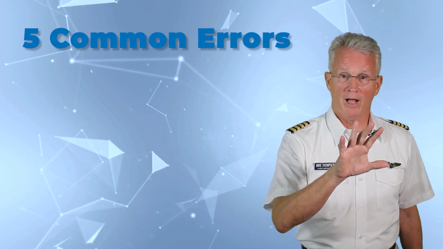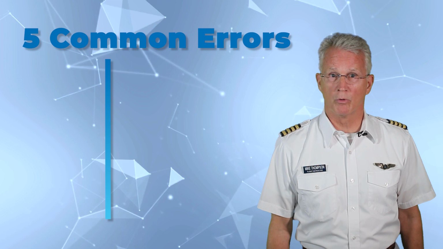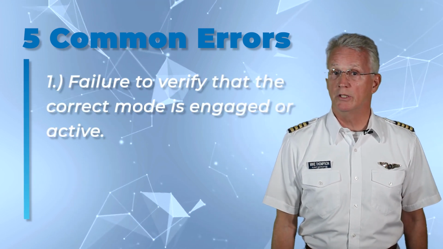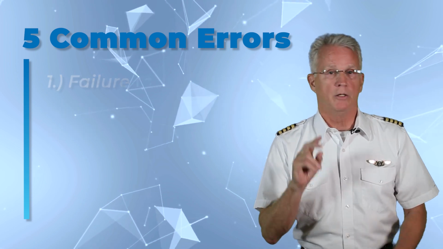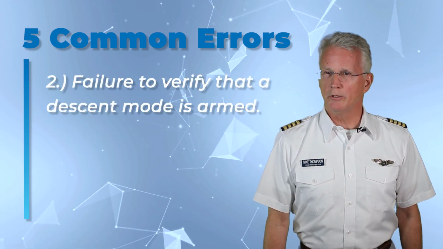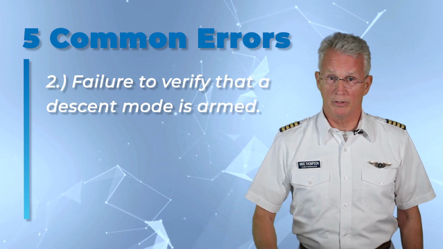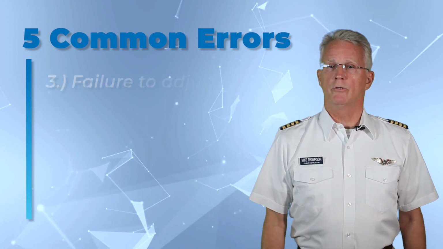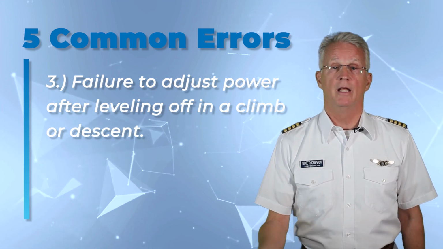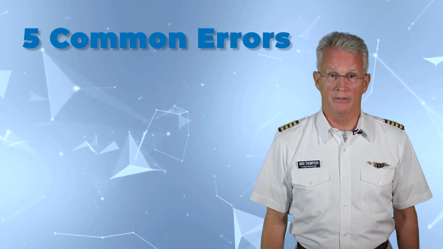Here are 5 common errors. Number 1, failure to verify that the correct mode is engaged or active. Number 2, failure to verify that a descent mode is armed. Number 3, failure to adjust power after leveling off in a climb or a descent.